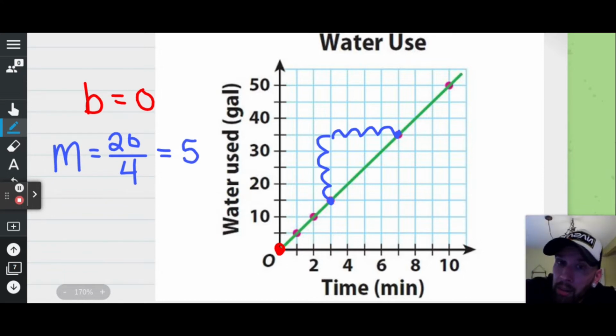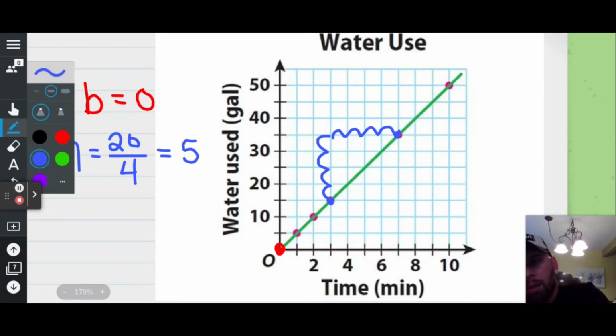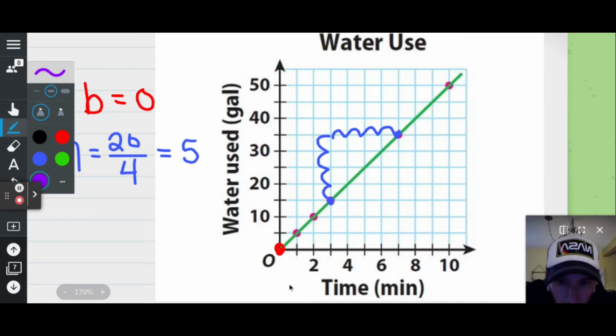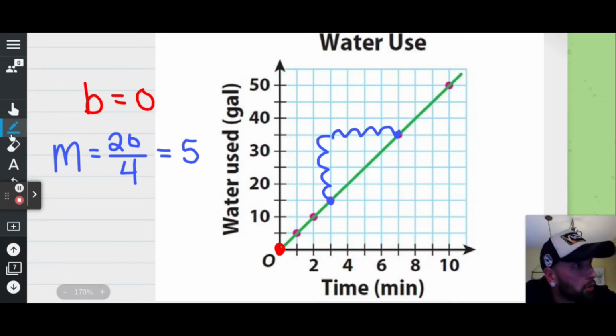Now, what does that mean in real world terms? Well, the y-intercept is where you begin. When time equals 0, it's where you started. So without having to write so much, we could just say that the y-intercept means I didn't use any water when I started this thing. Okay, before I even began, at 0 minutes, I used 0 water.